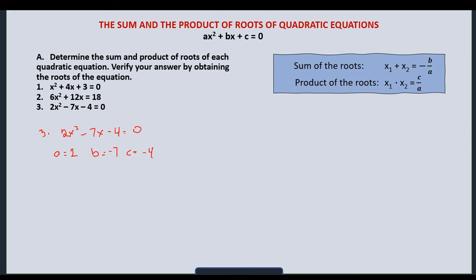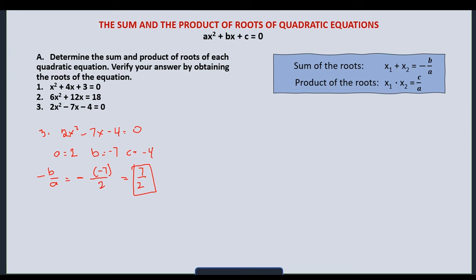Getting the sum of the roots, we have negative b over a equals. So we have here negative fraction bar, b is negative 7, and then a is positive 2. Simplifying, negative times negative 7 is positive 7 over 2. Since 7 is not divisible by 2, we can write this as the sum of the roots.